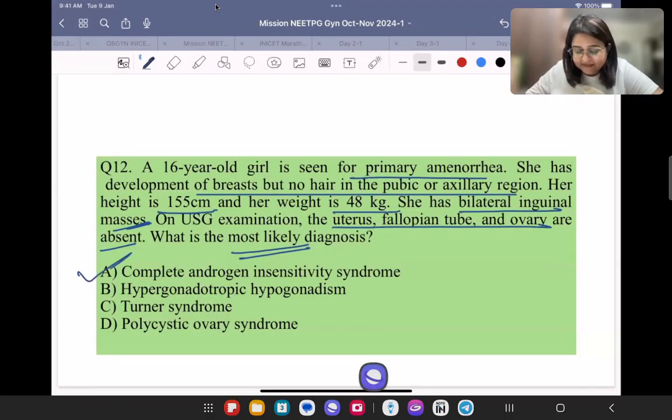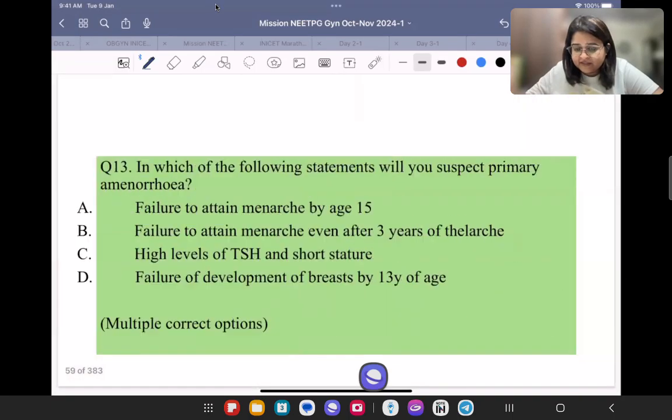This is complete AIS, है ना? Ovary नहीं है, ovary की जगह क्या है? You have inguinal masses which are most likely to be the testes, that is the gonads. ठीक है? And she doesn't have a uterus. There is no pubic axillary hair. Everything is pointing towards complete androgen insensitivity syndrome.